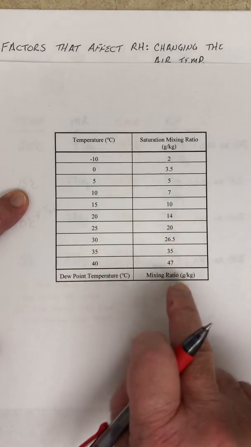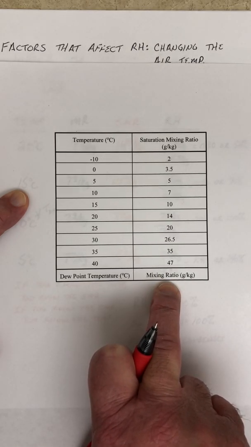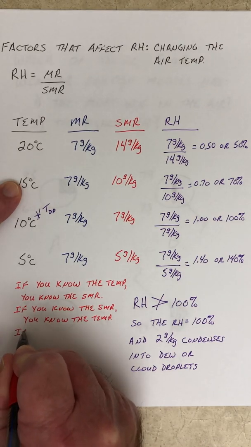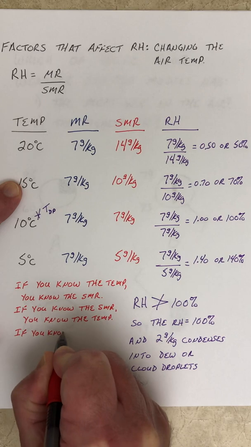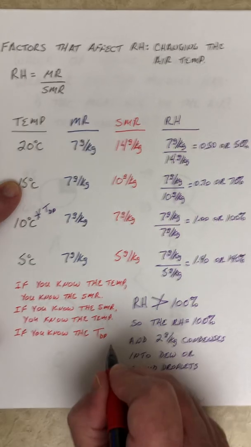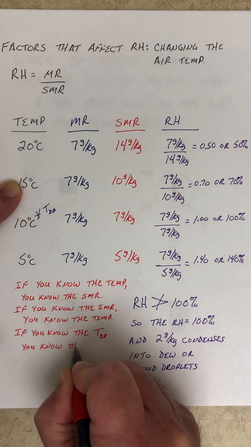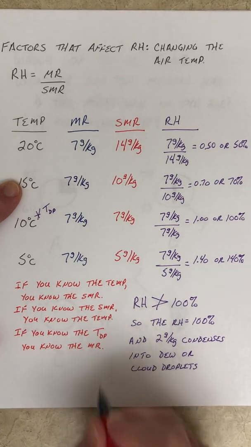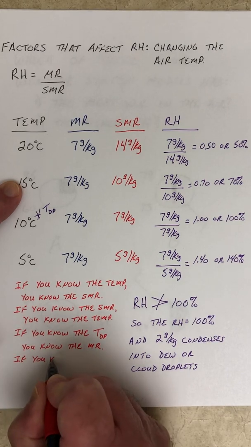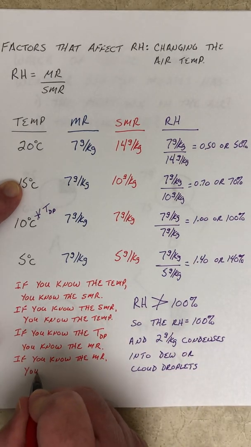If you know the dew point temperature, you know the mixing ratio. And if you know the mixing ratio, you just work backwards and get the dew point temperature. So we can use this same table and say, if you know the dew point temperature, so temperature subscript dew point, then you know the mixing ratio. Remember, the mixing ratio is the actual amount of water vapor in the air. Conversely, if you know the mixing ratio, then you know the dew point temperature.